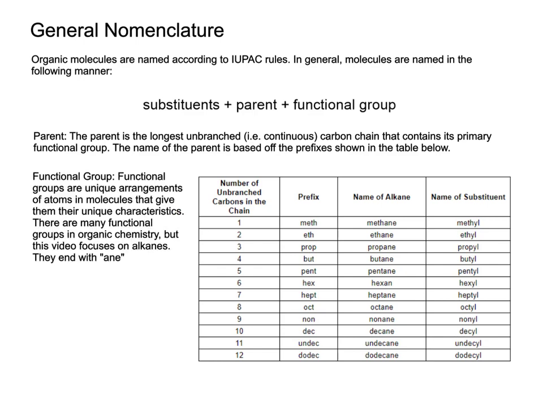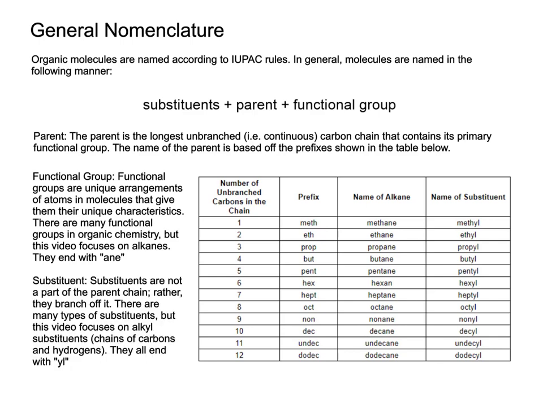The functional group is going to be a unique arrangement of atoms in a molecule that gives the molecule its unique characteristics. There are many functional groups in organic chemistry, but this video, of course, is going to focus on alkanes, and those simply end with ANE.